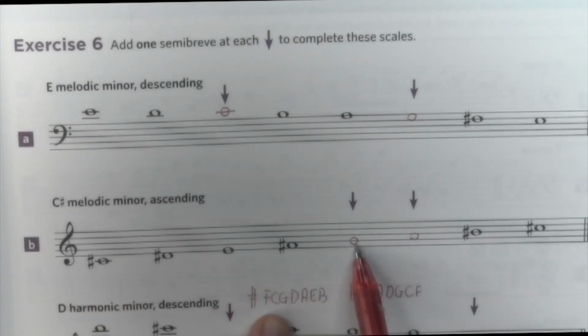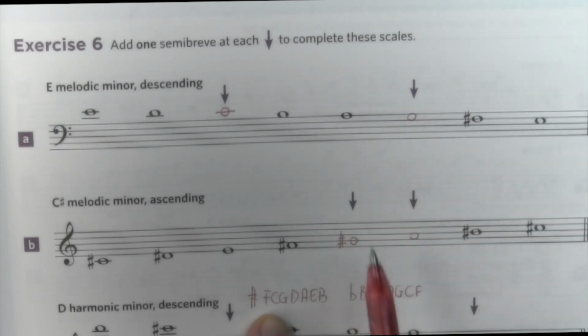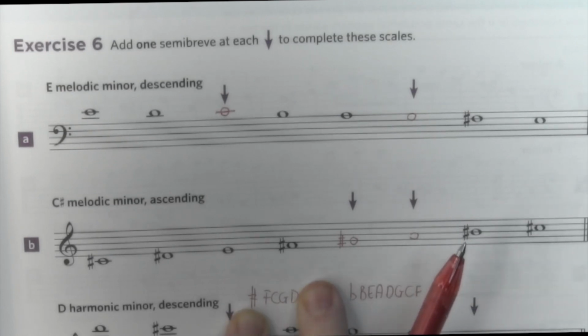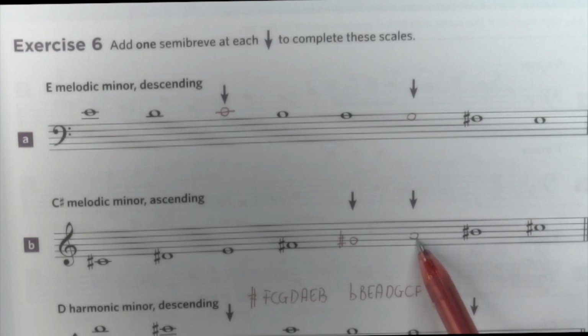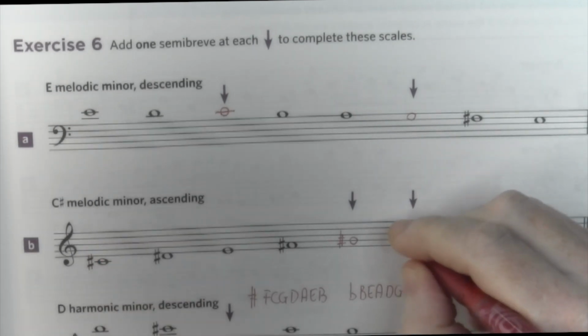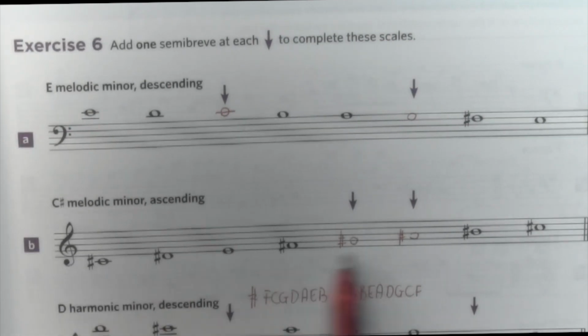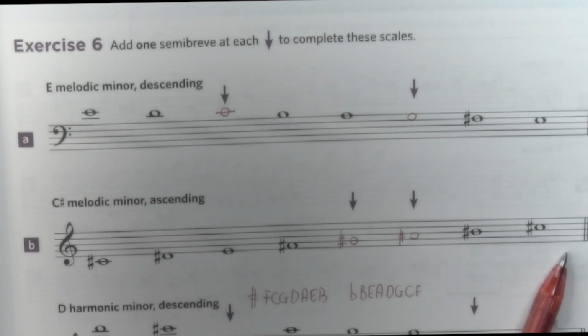Sol. Did we write any sol here? Yes. So sharp. Make sure that you write it on the same line. And La. Is it sharp? No. Do we need to raise it up? Yes, because it is an ascending melodic scale. So let's raise it up. Is the 7th raised up? Yes, from B to B sharp. So we have lots of sharps in the C sharp minor scale.